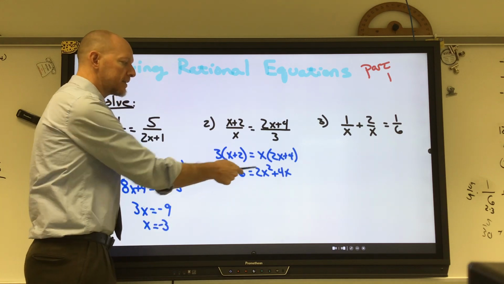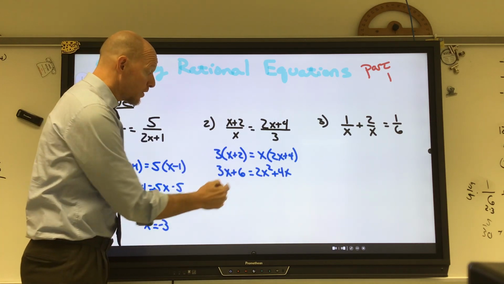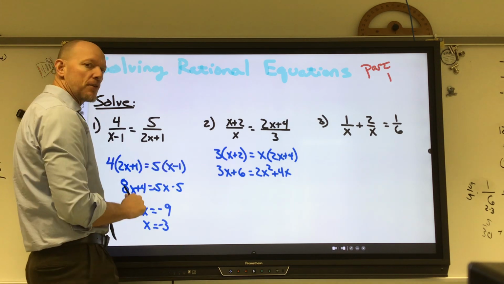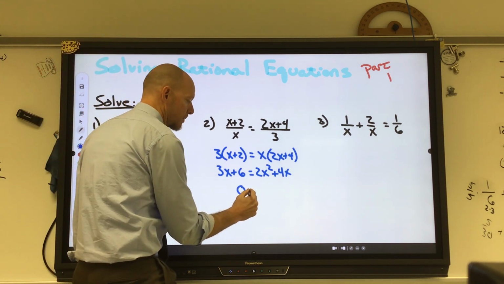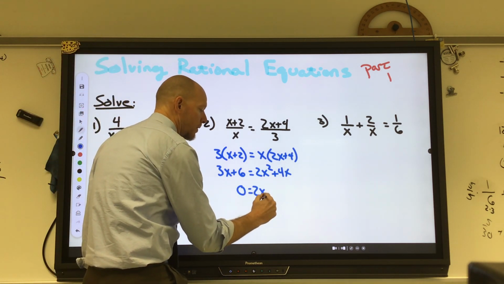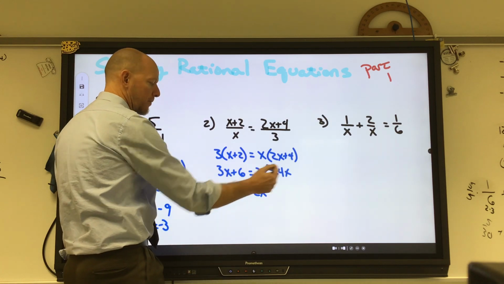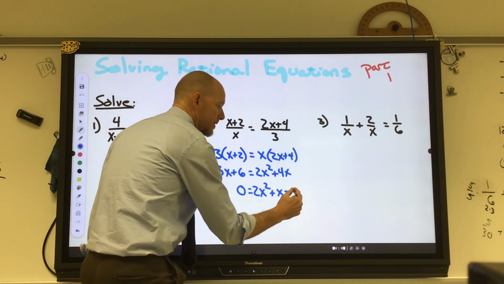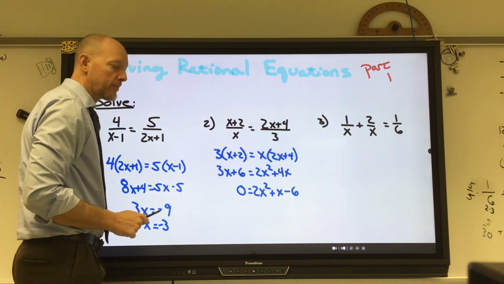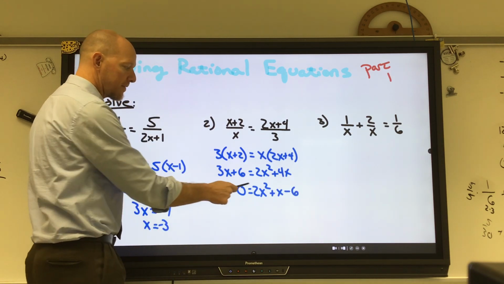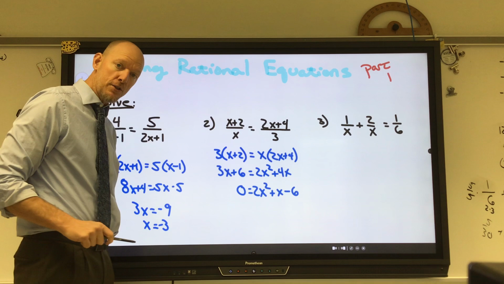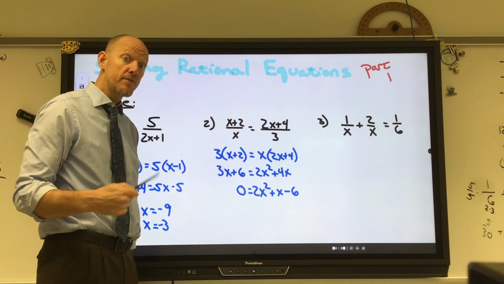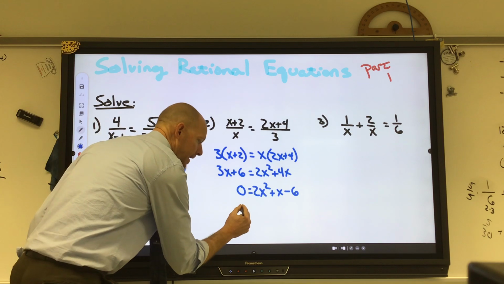And what we see here is that we have a quadratic, with an x squared and an x term, so I want to get everything on one side of the equation. In order to do so, I'm going to subtract 3x from both sides and subtract 6. Now I have a quadratic such that I have an a value of 2, a c value of negative 6.